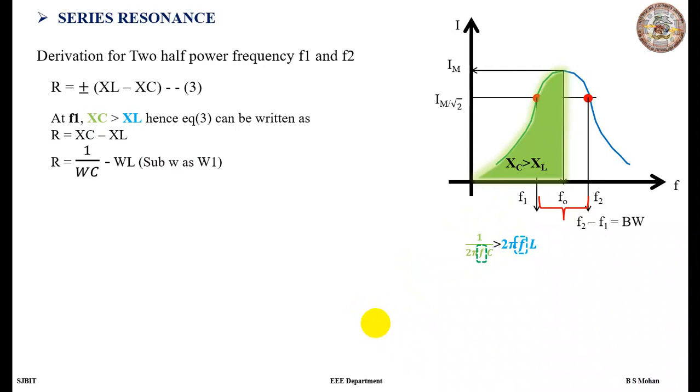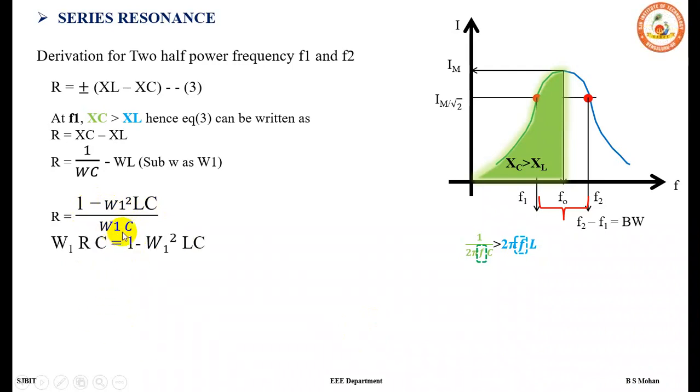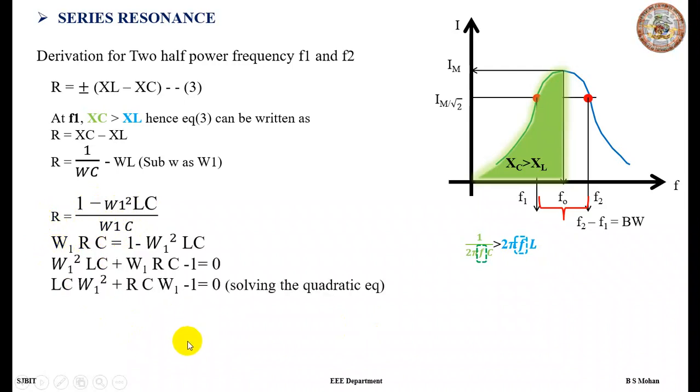So we know XC is equal to 1 by omega C and XL is omega into L. Now we are substituting omega as omega 1 because we are finding the expression for omega 1 or F1. Thus simplifying by taking LCM, we get R is equal to 1 minus omega 1 square L into C divided by omega 1 into C. Rewriting this, taking the denominator to the left side, LHS, we get omega 1 C R. Simplifying this further, we get a quadratic equation, right?